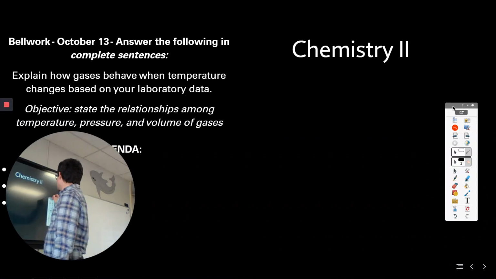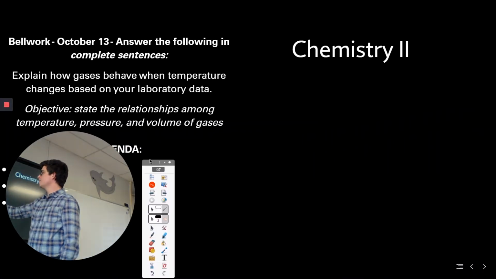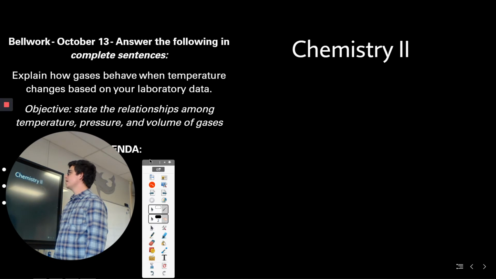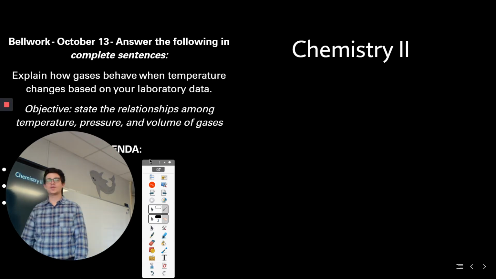Chemistry time! Today's bell work says, explain how gases behave when the temperature changes based on your laboratory data.